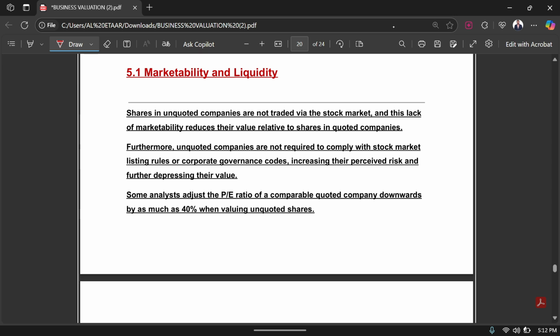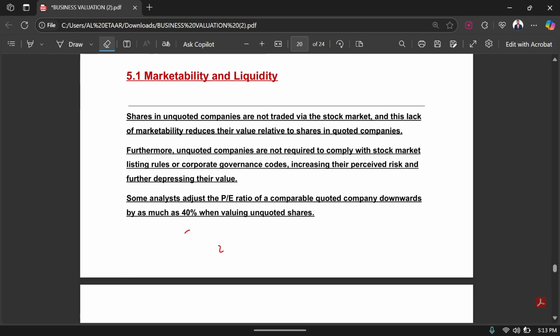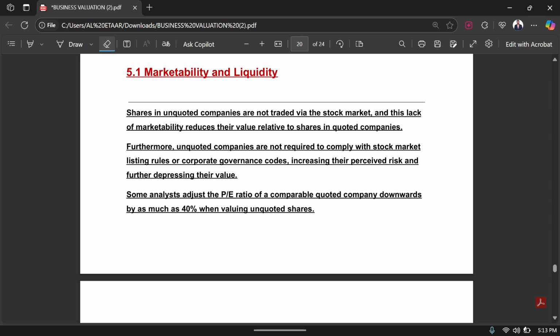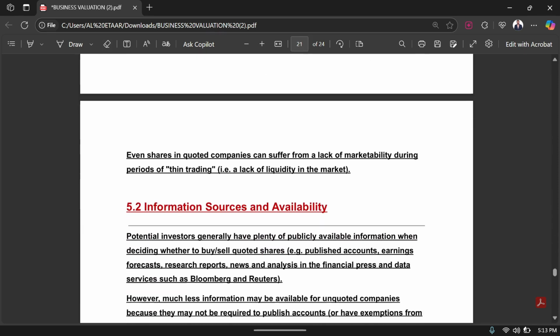Okay, so this is something that we have already discussed. They're saying that some analysts adjust the PE ratio of a comparable quoted company downwards by as much as 40% when valuing unquoted shares. Yes, that is something we have already looked at before, that we adjust the value we get from the PE ratio of quoted companies, and we always reduce it by almost 50%, half. They are saying 40%, but we have learned that we always reduce it by almost 50%, so that we can adjust for the risk and the marketability factor that we have just discussed in this paragraph, right? So that is something we have already discussed.